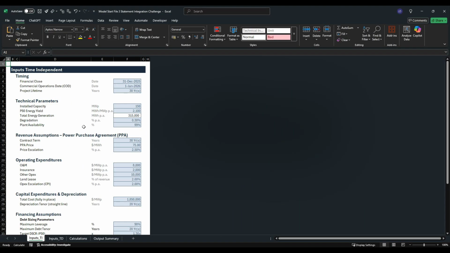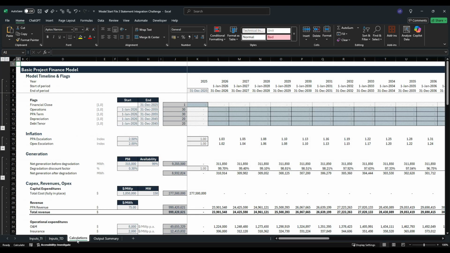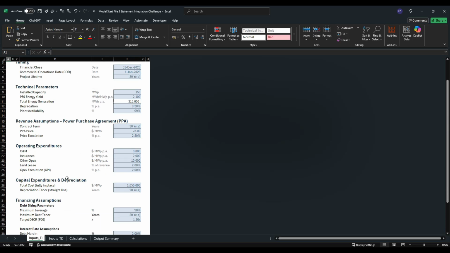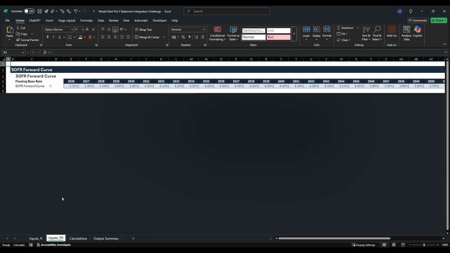Alright, I just opened the start file, which is the final model that we've built together in the previous course. In the previous course, we have built this basic project finance model from scratch. If you haven't taken the previous course, feel free to check out the link in the description below. What we have done in the previous course is started with setting up our inputs, time independent. We have also included one input which is time dependent, which was our SOFR forward curve.